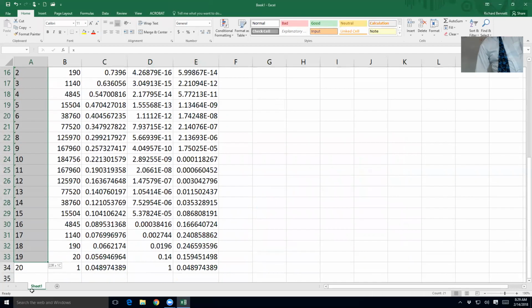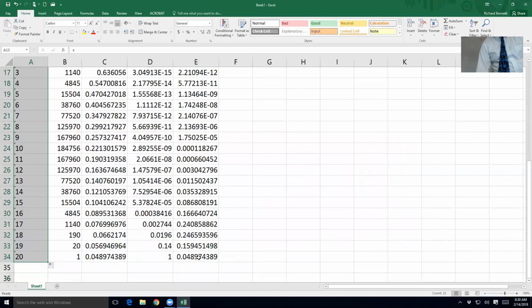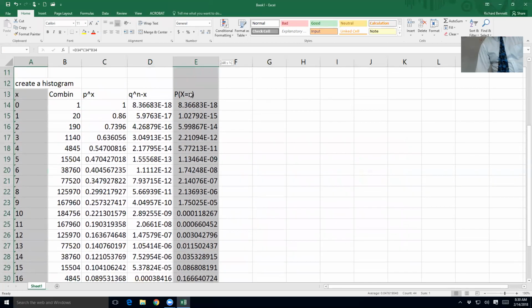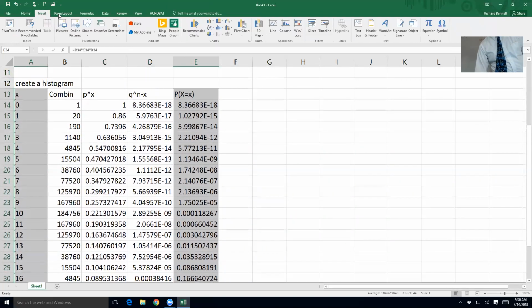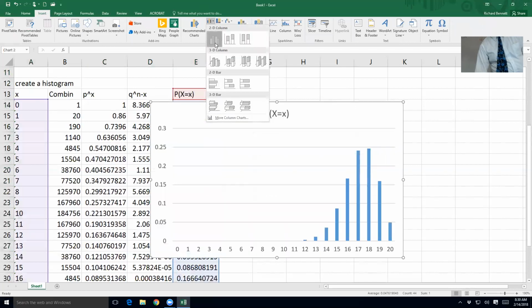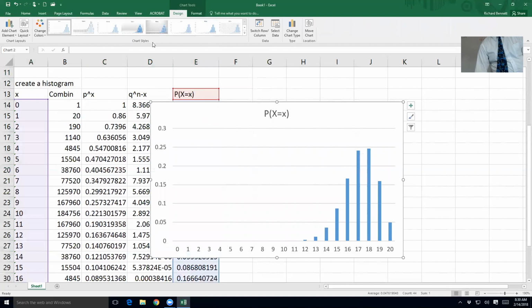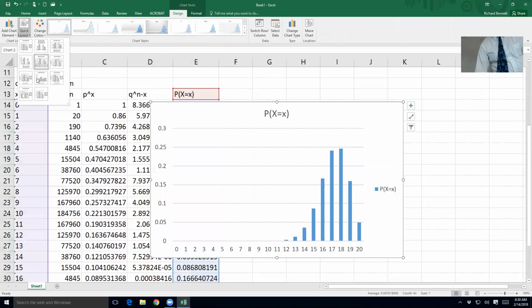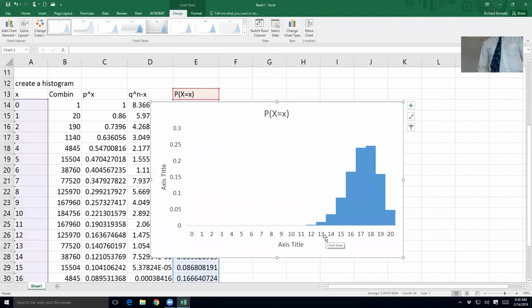Do this again. Highlight that. Hit the control key, highlight this. Insert, scatter, 2D column, or not, I said scatter, but I meant bar. Quick layout, change it to there, look at that. Doesn't that look like a nice histogram? Okay, we're going to label this. What does this represent?